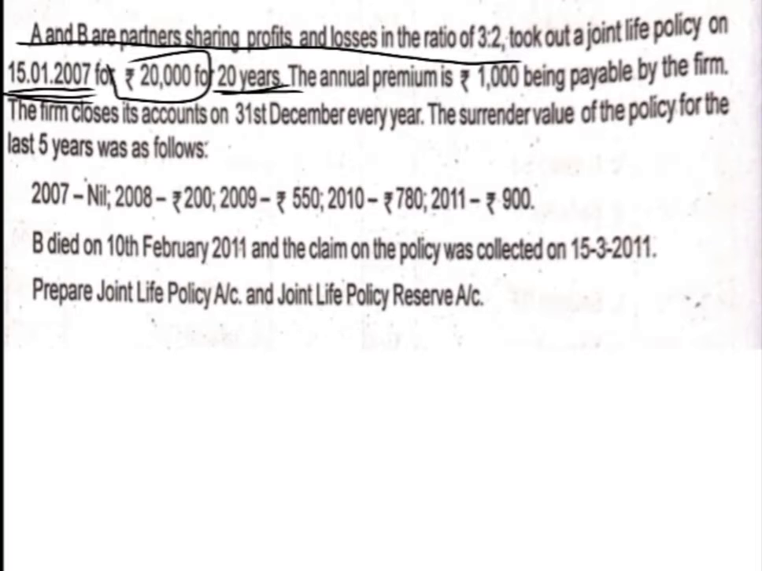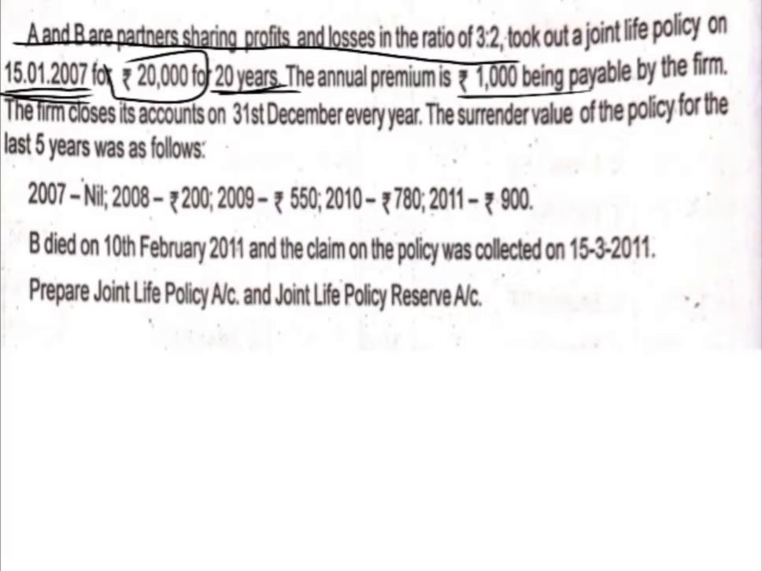The surrender value of the policy for the last 5 years were as follows. So here the surrender value is nothing but what is the amount the insurance company would pay them if at all they surrender the policy before it matures. For the year 2007 it is nil, that is if they surrender the policy in the year 2007 they are not going to get anything from the insurance company. 2008 if they surrender they will get 200 rupees, 2009 550, 2010 780, 2011 900.